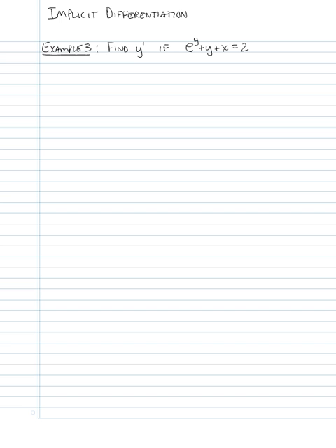Well, here's a different twist on a problem using implicit differentiation. We're to find y prime, which is dy over dx, isn't it? If e to the y plus y plus x is equal to 2. So here's specifically an example where we wouldn't be able to solve this for y. I don't think that I could solve it for y. It'd be a lot of work if I was able to at all. But we can still find y prime.